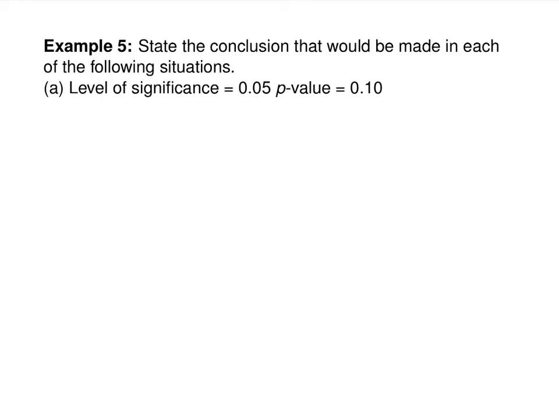State the conclusion that would be made in each of the following situations. If I had a level of significance 0.05 and a p-value of 0.1, the question you ask yourself is: is your p-value, which is 0.10, less than your alpha value, which is 0.05? And the answer is no. So in this case, you fail to reject H0, or there's insufficient evidence to reject H0.